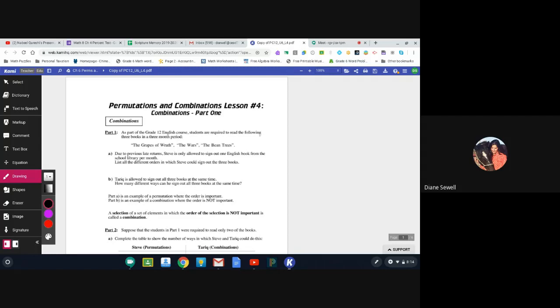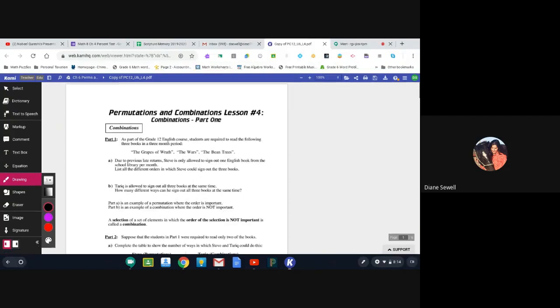Okay, so this example says as part of the grade 12 English course, students are required to read the following 3 books in a 3-month period: The Grapes of Wrath, The Wars, and the Bean Trees. Just for clarification here, we're going to call this G, W, and B. Due to previous late returns, Steve is only allowed to sign out 1 book from the school library per month. List all the different orders in which you could sign out the 3 books.